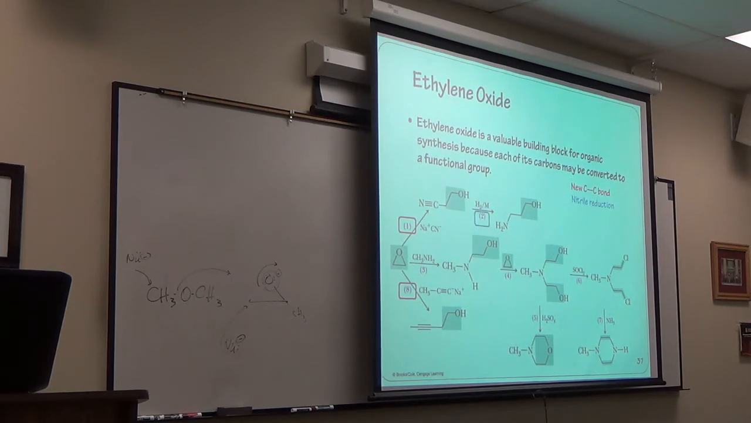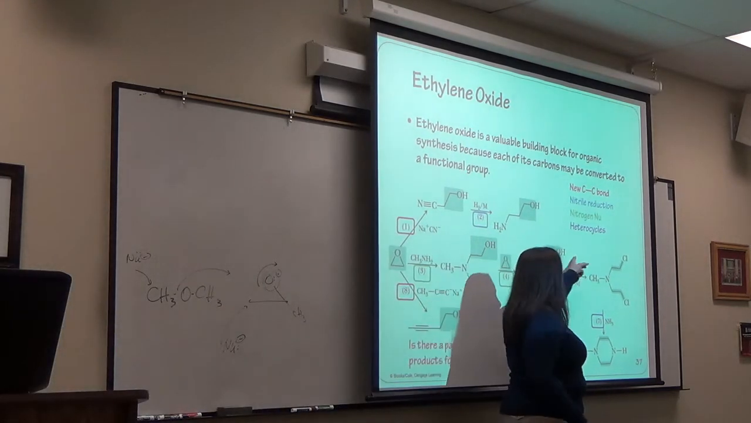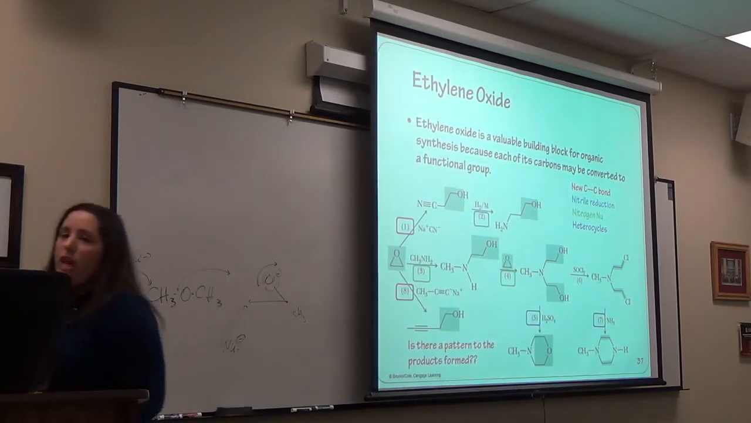You can also do nitrile reduction, so you can add the carbons that way. So 2 is giving you that. You can form nitrogen-containing nucleophiles if you use that, so you can see 4 and 3. And then heterocycles: you can form cyclic compounds if you do an internal type of reaction, so 5 and 7. And then there's even chlorine, if you use the thionyl chloride that we saw previously as a reagent.